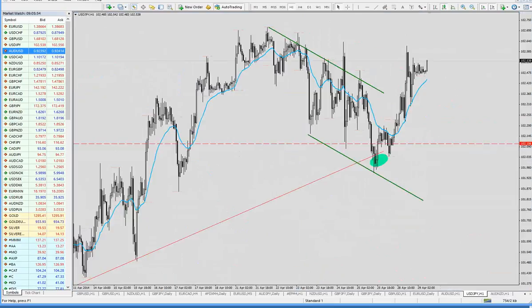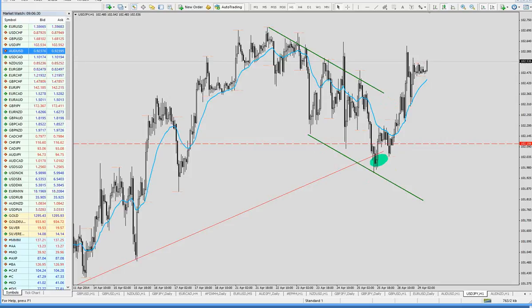Last Friday, you remember? Did you take it? Of course, the target was around here, right? The target was the upper line of this channel. So that was quite a nice trade.